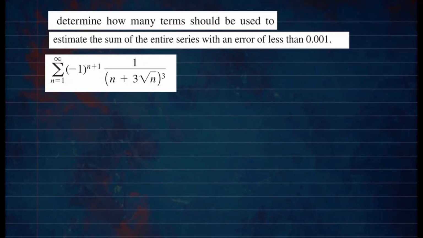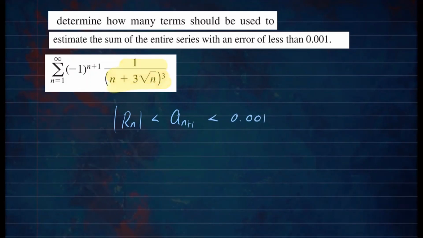Okay, so here's another problem. Again, we want to do the same thing. We want to find how many terms we need to use so that the entire sum is estimated with an error less than 0.001. So we want the error to be less than our a sub n plus 1 term, and that has to be less than the error 0.001. So let's figure out our a sub n plus 1 term.